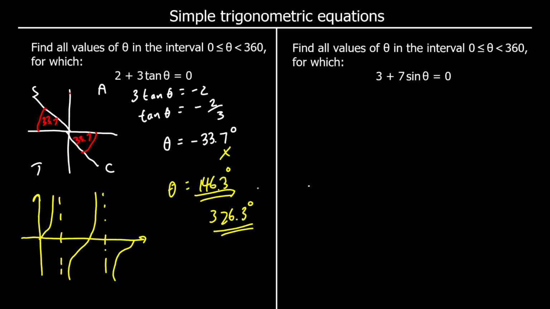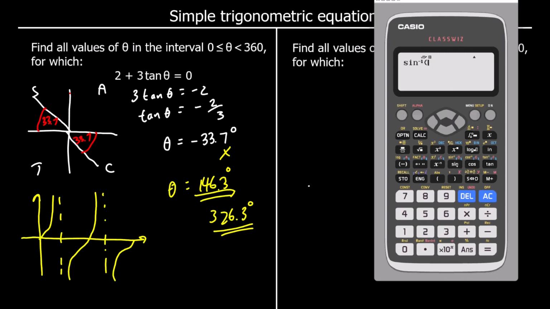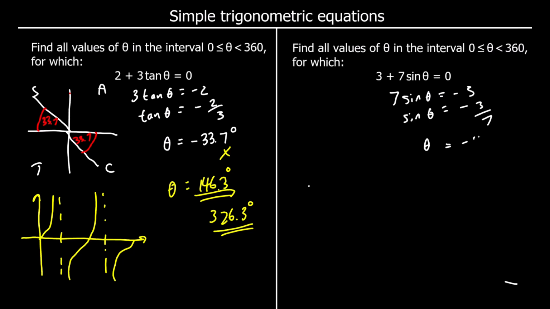Find all values of theta. One for you to try. Give it a go. So we've got 3 plus 7 sine theta. So take 3 away from both sides. Divide by 7. And then shift sine. So it's shift sine minus 3/7. We've got negative 25.4. Again, that's not between 0 and 360, so we don't want that one.